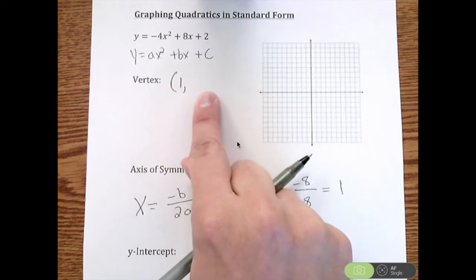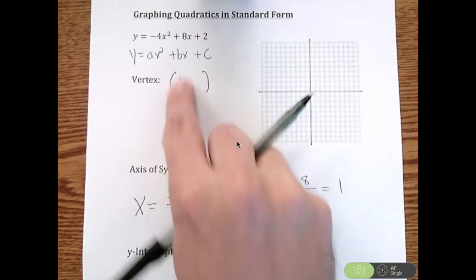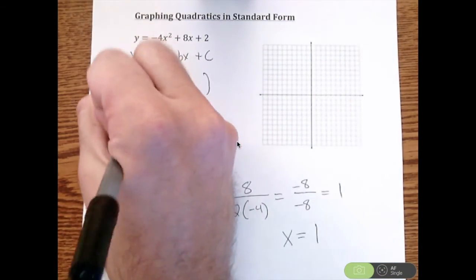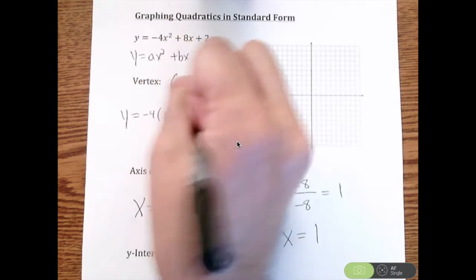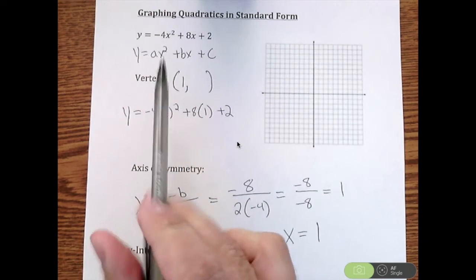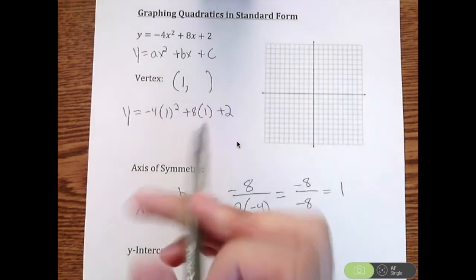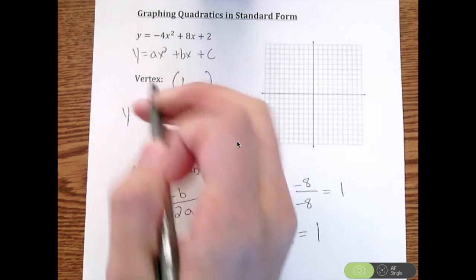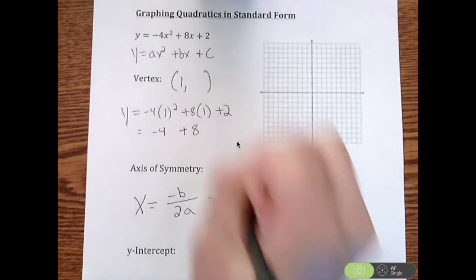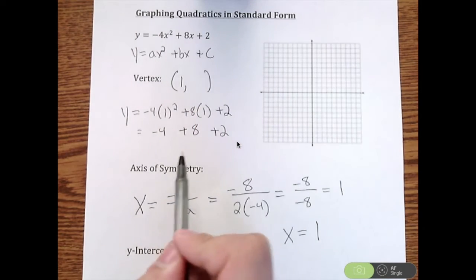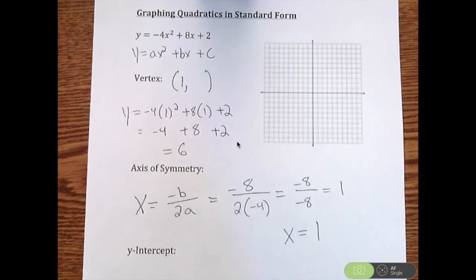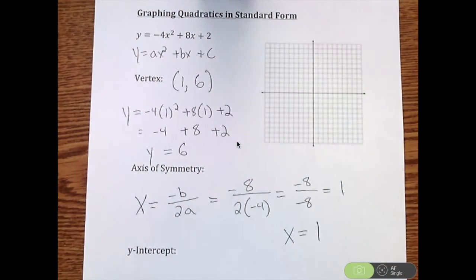If you ever know an x and you want to know a y, all you have to do is plug it into your original problem. Plug in x and you'll get y. So if I plug in, I'm going to have y equals negative 4 squared plus 8 times 1 plus 2. So all I did is I replaced my x's with 1. So 1 squared is 1. 1 times negative 4 is negative 4. 8 times 1 is 8. And then plus 2. Negative 4 plus 8 is 4. 4 plus 2 is 6. So I know my y value is 6.